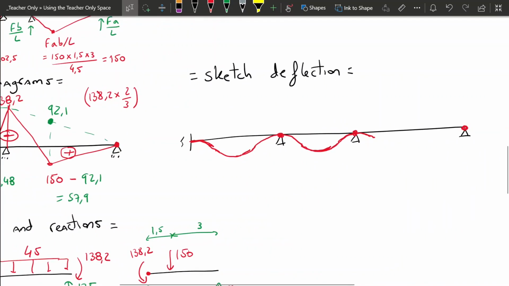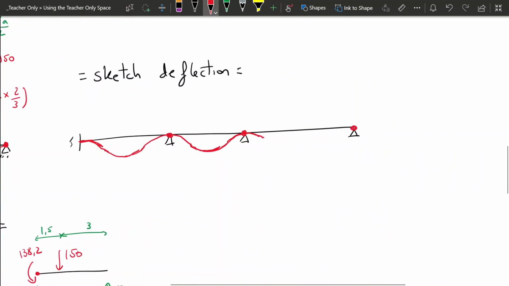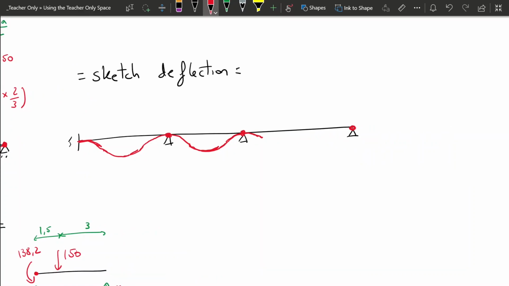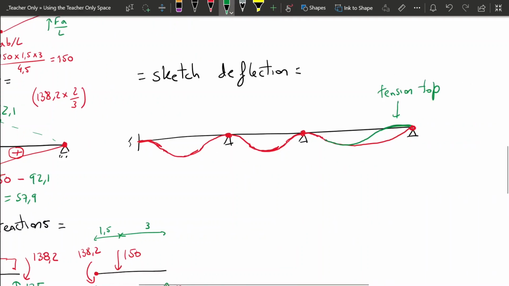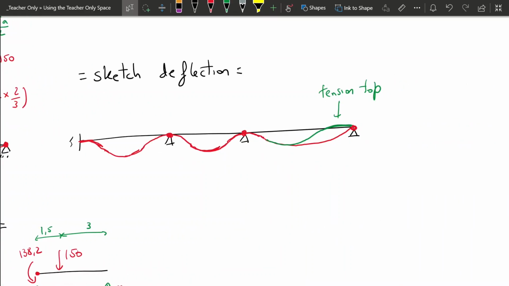So because there's no negative moment here, we know that the only way to close this deflected shape is by doing this. Okay? We cannot do this, and then I'll delete it. We can't do this, because to do the green, this part has tension on the top. And if we have tension on the top, we would need some sort of negative moment here, and we don't have it. Okay? That's why we know the green is not correct, and the red is.